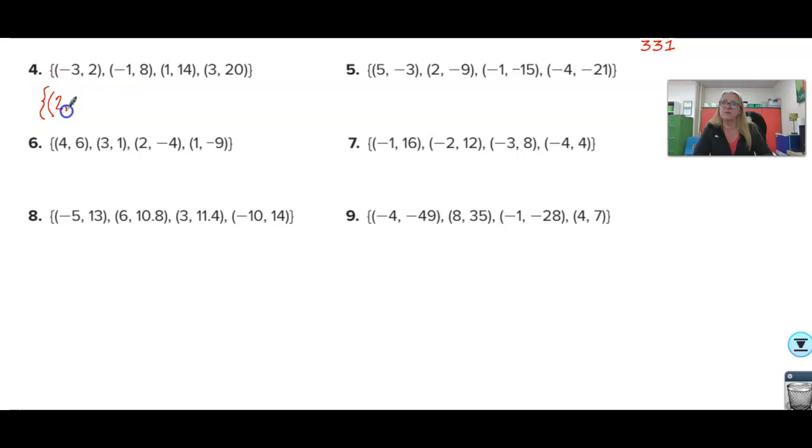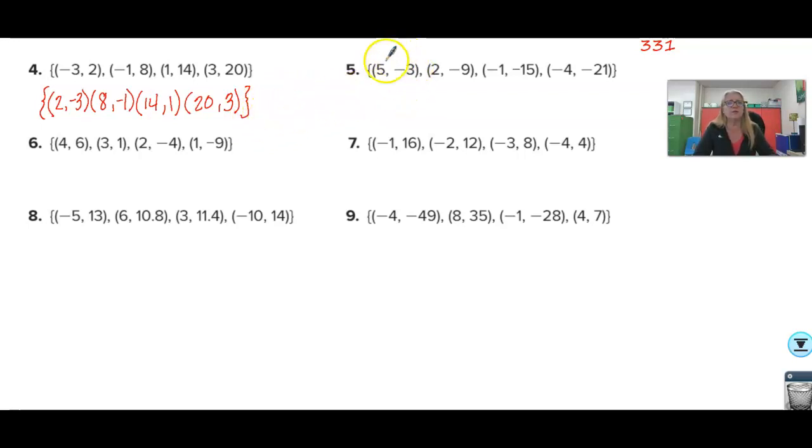So then you would have 2 first and -3 second. And then you would have 8 first and -1 second. And then you would have 14 first and 1 second. And then you would have 20 first and 3 second. And then again, the hardest part of the whole thing is drawing the little bracket. That's hard enough to draw with the regular pen, much less this thing. That's all you have to do with these.